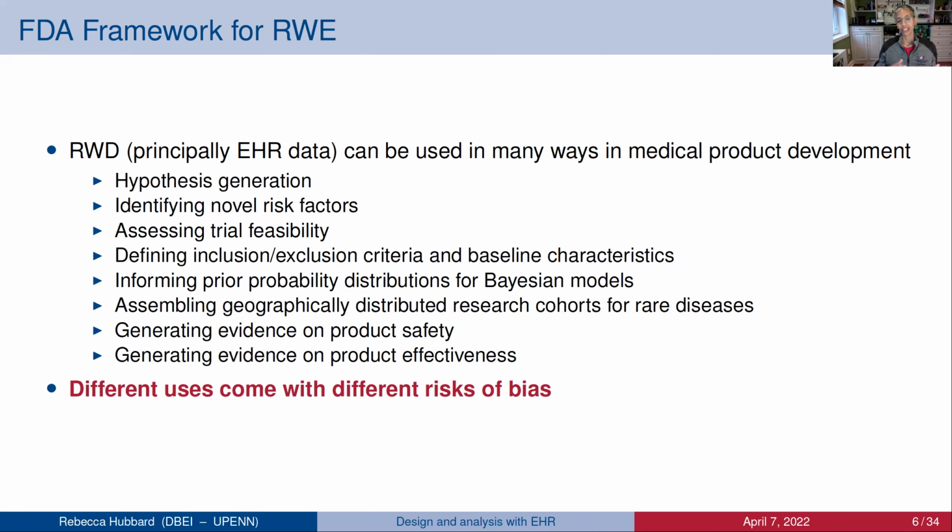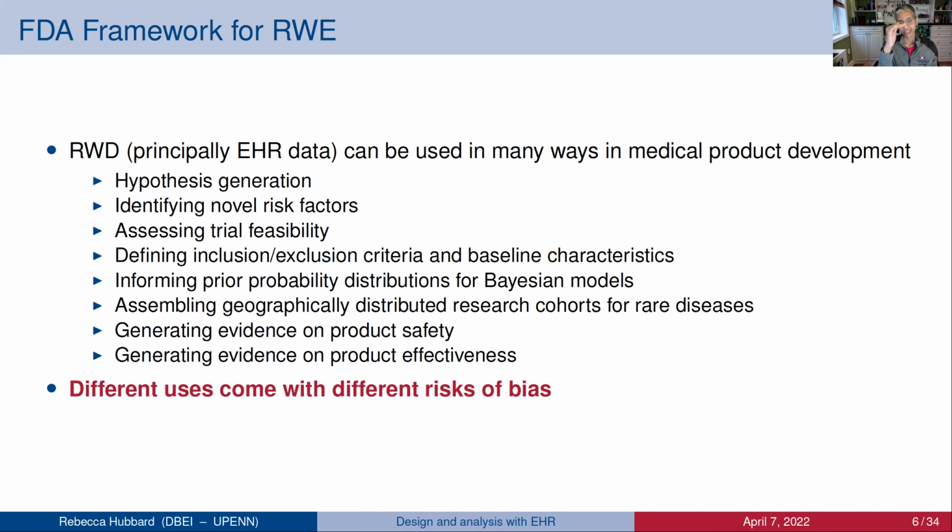And of course, people got really, really excited, particularly pharmaceutical companies got really excited about this possibility, because if they could potentially get a new product approved using EHR data, that would save them a whole lot of money versus conducting a clinical trial. So one of the things that the FDA did in their published framework for real-world evidence was to describe the many different ways in which real-world data could potentially be part of the medical product development process. So here I have listed a bunch of bullet points that are the different uses of real-world data, primarily EHR data, that the FDA identified.